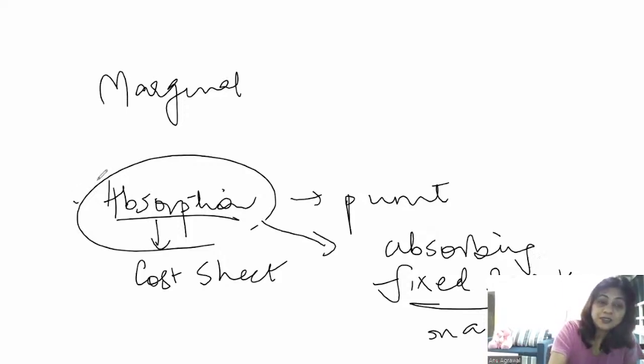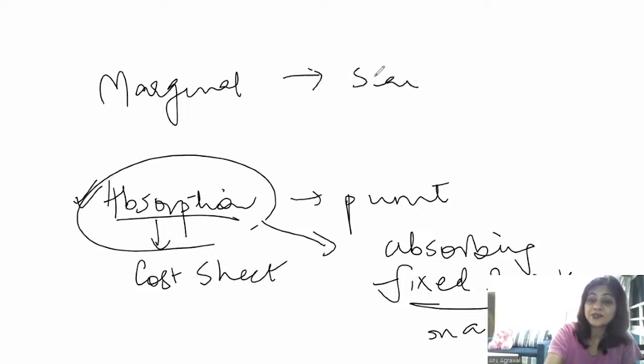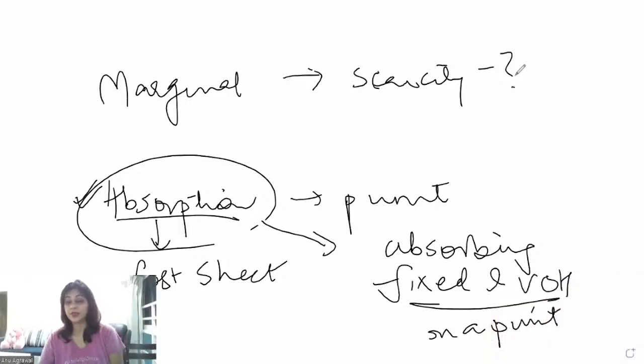But this absorption costing will not be giving an answer to most of our questions like, if there is a scarcity, what do I do? If I do not have adequate material or labor available with me and I have to make up a call that I produce good A or I produce good B, then how do I take up a call? For example, a very simple example, right?